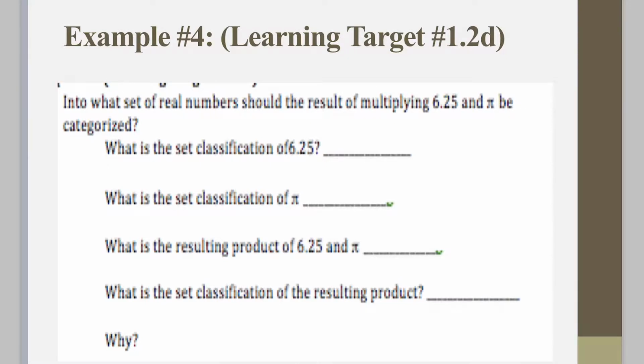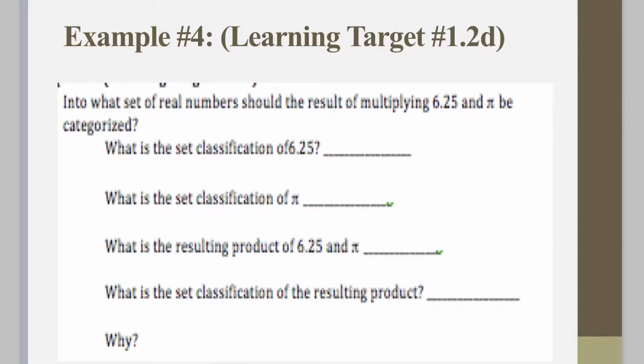Example number 4, highlighting learning target number 1.2d. Into what set of real numbers should the result of multiplying 6.25 and pi be categorized? Consider the question, hit pause and work through the example. And once you've completed, restart the recording and we will work through the example together.